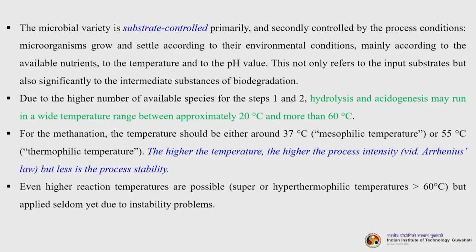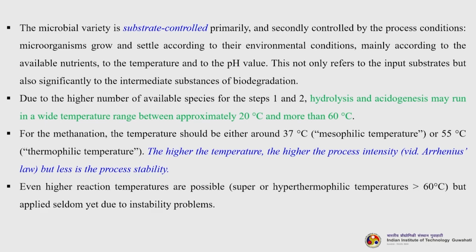Microorganisms grow and settle according to the environmental conditions, mainly according to the available nutrients, the temperature and the pH value. This not only refers to the input substrates, but also significantly to the intermediate substances of the biodegradation process. Now, due to the higher number of available species, step 1 and step 2, hydrolysis and acidogenesis, may run in a wide temperature range between approximately 20 degree centigrade to more than 60 degree centigrade. Okay.